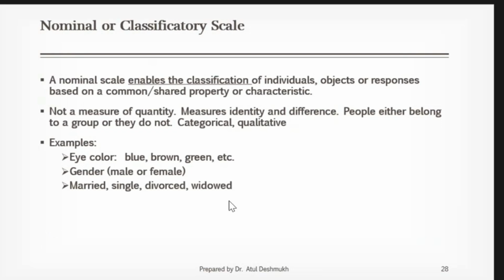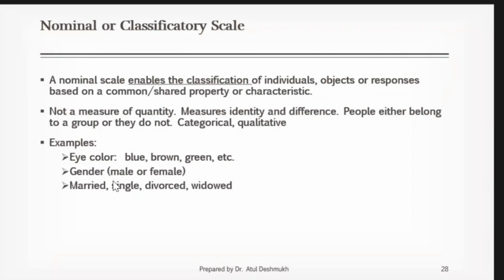There are a few examples given here. Eye color. Suppose I classify your batchmates based on their eye color. Some of you may have blue eyes, brown eyes, or green eyes. So based on eye color, I classified your batch. I am not commenting on anything. I just classify you into those with blue eyes, brown eyes, or green eyes. So I have just classified your batch.